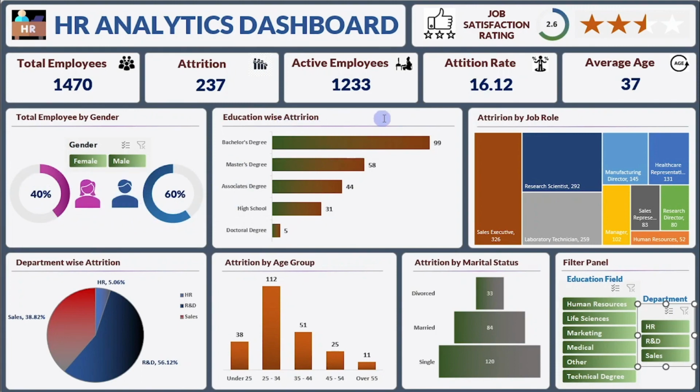Then we have education wise attrition, where a horizontal bar chart is used. Then we have attrition by job role, where we have used a tree map, right? Then we have department wise attrition, which is a pie chart. Then attrition by group, which is called a frequency chart, also called a column chart. Then we have a funnel chart which gives an idea about attrition by marital status, like for divorced, married, and single employees. And then we have a filter panel which takes these 2 filters. You can add many more filters if you want, depending upon the requirement.